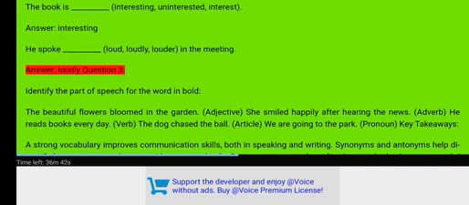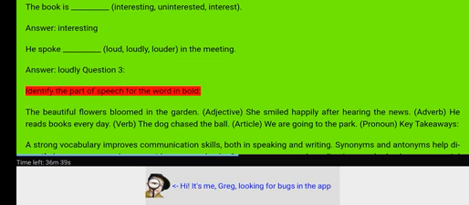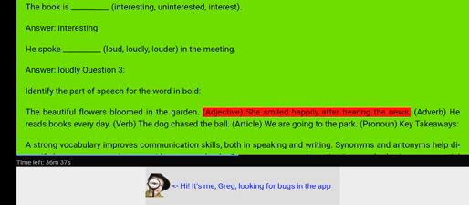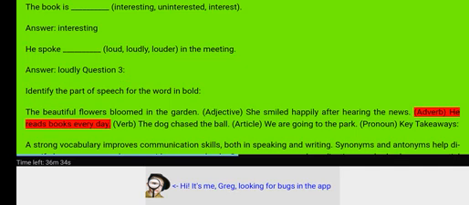Question 3. Identify the part of speech for the word in bold. The beautiful flowers bloomed in the garden. Adjective. She smiled happily after hearing the news. Adverb. He reads books every day. Verb. The dog chased the ball. Article. We are going to the park. Pronoun.